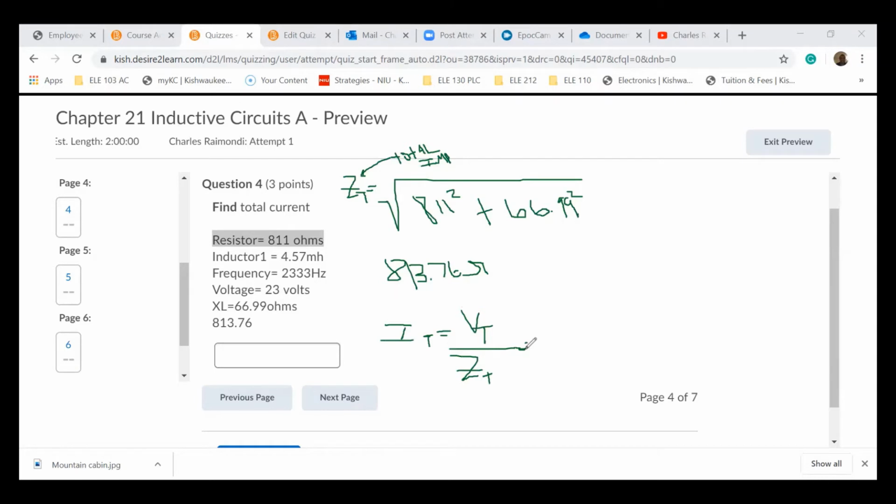28.3 milli. 28 point. That's Brandon, right? Yep. All right, 28.3 mil.